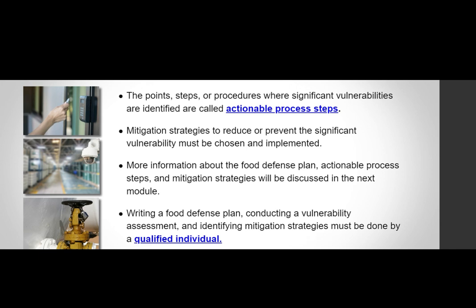It's important to note that you must be a qualified individual with specialized training or experience to develop the Food Defense Plan, conduct a vulnerability assessment, or choose appropriate mitigation strategies. A qualified individual is a person who has the education, training, or experience, or a combination thereof, necessary to perform an activity required under Subpart C of this part, as appropriate to the individual's assigned duties. A qualified individual may be, but is not required to be, an employee of the establishment.